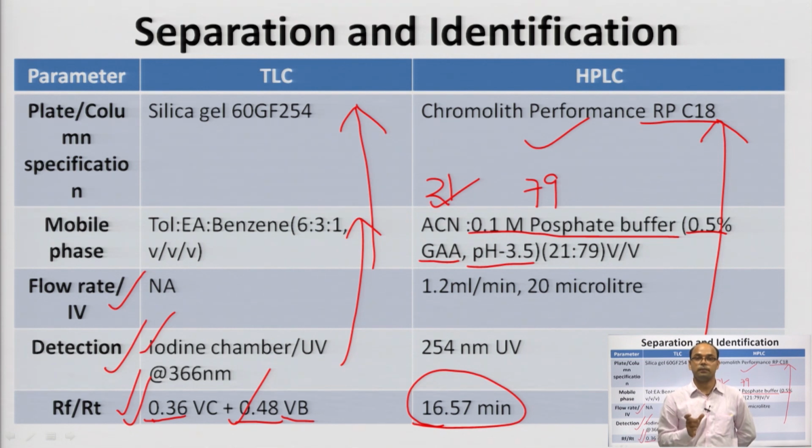Retention time is the time period between the injection of your sample and the sample reaching the detector. So it is the time taken by the phytoconstituent to reach the detector after injection.